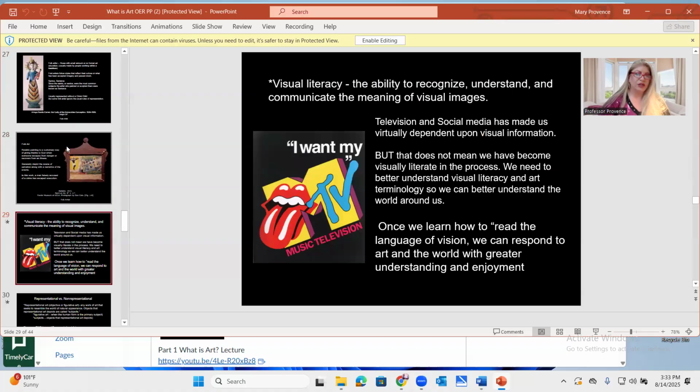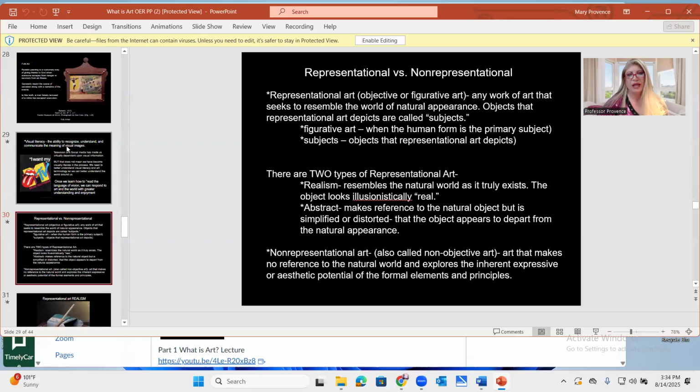And then we were introduced to this word visual literacy, the ability to recognize, understand, and communicate the meaning of visual images. And this is where we need to pick up right here with representational versus non-representational. Okay, so your homework is going to be asking you some questions in relation to this particular PowerPoint.